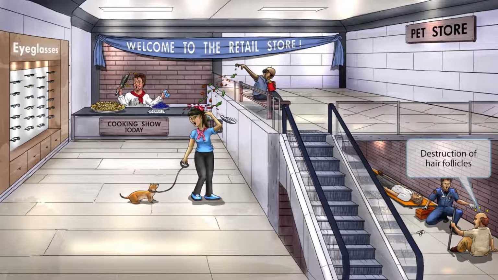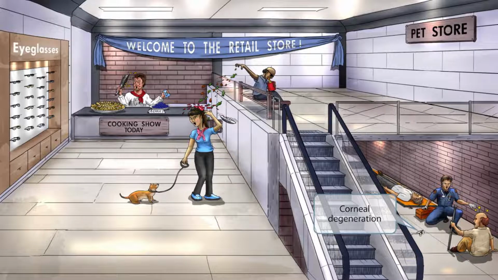Notice that this blind man is bald. This is because a vitamin A deficiency can cause destruction of hair follicles. Also notice that the blind guy lost his glasses in the accident. They fell on the ground and got cracked. Oh well, good thing he's in a retail store where he can buy some more, right? The cracked glasses represent that a vitamin A deficiency can cause corneal degeneration.